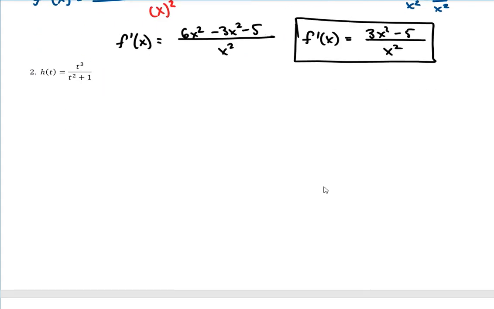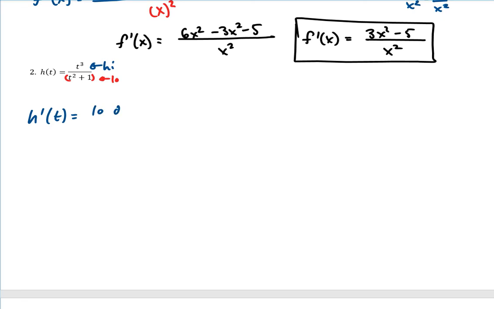Let's see it. Okay, so here again, I'm going to use the quotient rule to help us on this problem. So I'm going to keep my colors here. So my high one is the t cubed. My low one is that whole thing there. All right, and with this, I'm going to jump right into it again. I think we could just look at these and see it okay. So my h prime of t.